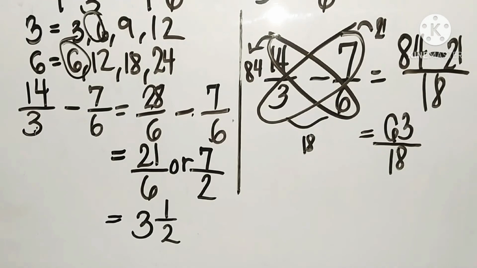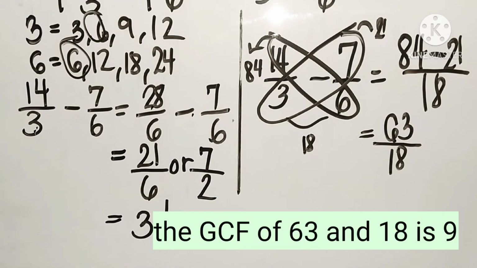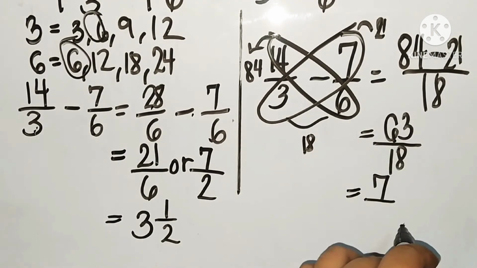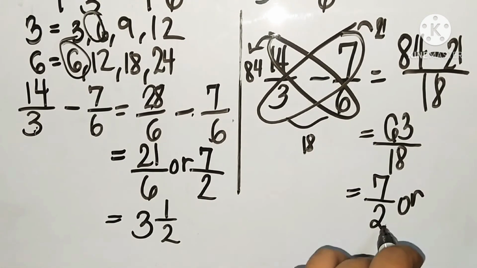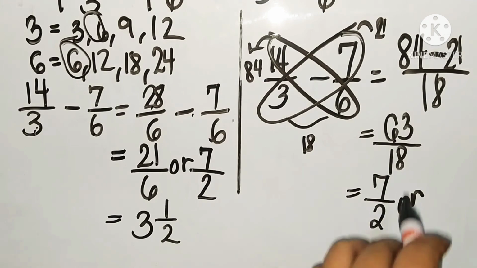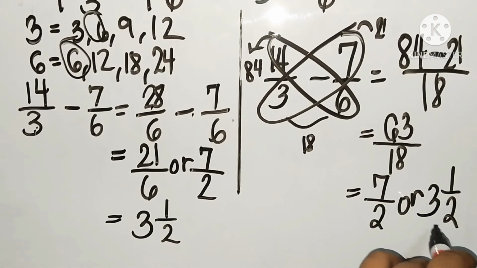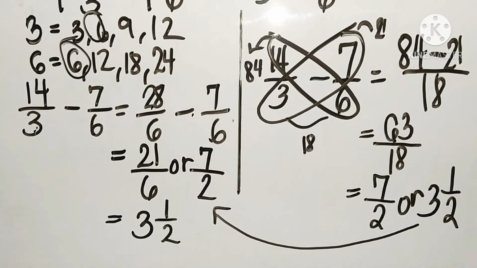So, ano common factor ng 63 and 18? 9. So, 63 divided by 9 is 7. 18 divided by 9 is 2. From improper, we have 7 over 2, or in mixed number, we'll have 3 and 1 half. So, pareha lang sila ng mga naging sagot. So, nasa inyo na kung ano yung gusto gamitin sa dalawa. Punta na tayo sa next part.